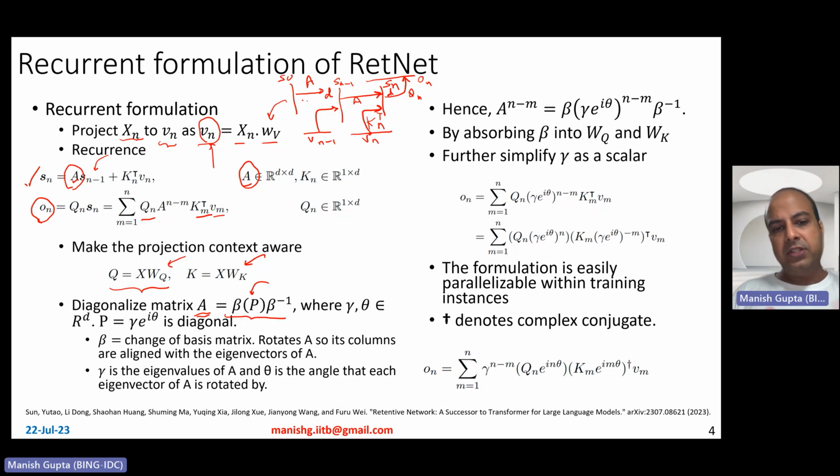When you do this, what you end up with is a beta and beta inverse, and then a P, which is a diagonal matrix. So what is beta? When you're doing this thing.